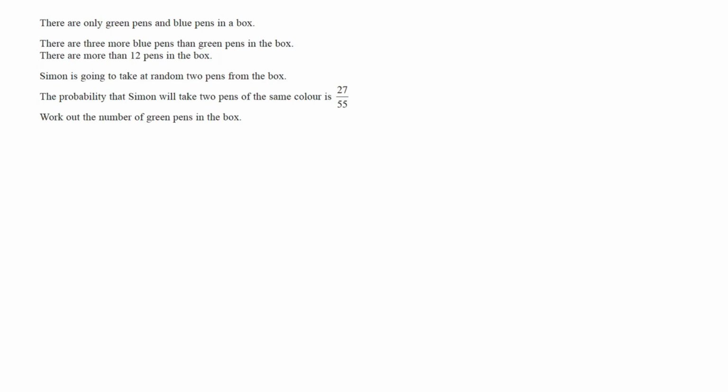Simon is going to take at random 2 pens from the box. The probability that Simon will take 2 pens of the same colour is 27 over 55. Work out the number of green pens in the box. So if we focus on this line here, the probability that Simon will take 2 pens of the same colour.